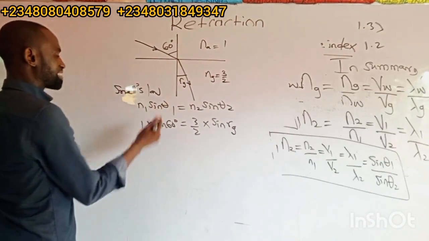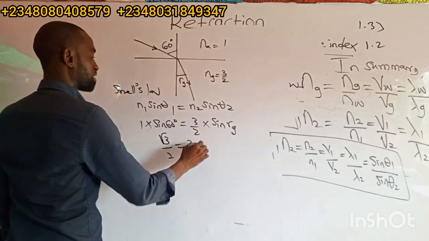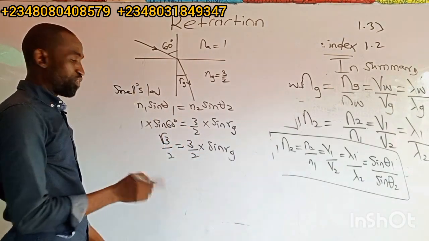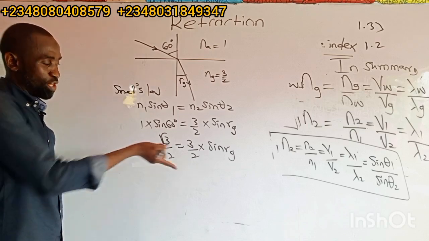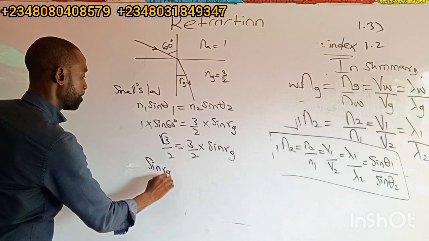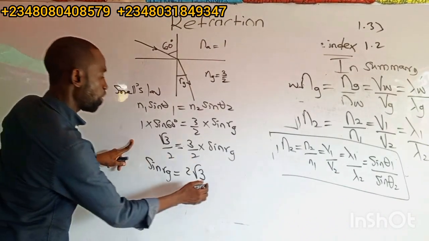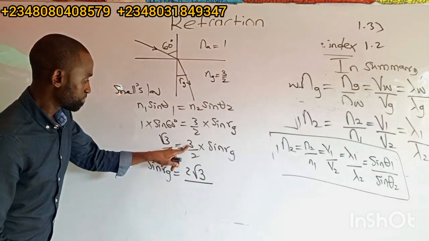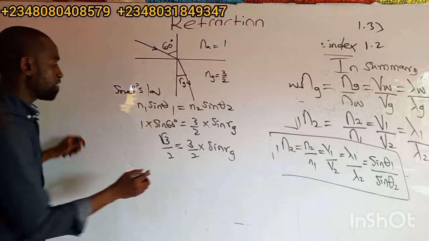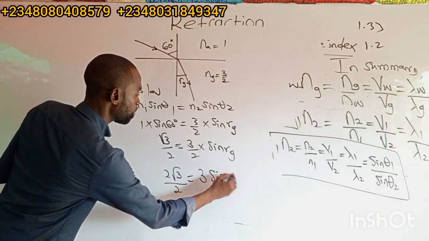So we have this. Sin 60 is root 3 over 2. Times sin r g. We have to find the sine of angle of refraction. That's what we have to find. So what are we going to be having? Sine r g, which is sine of angle of refraction, will be equal to this times this. Let's do it again so I won't make a mistake. Let's multiply first. Here we have 2 root 3 all over 2 equals 3 sine r g.